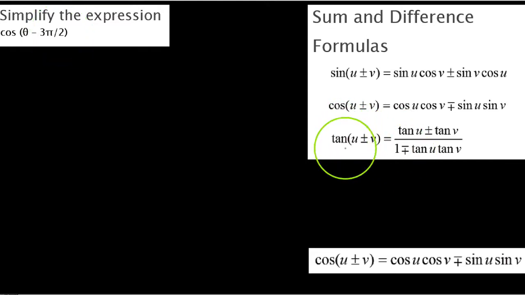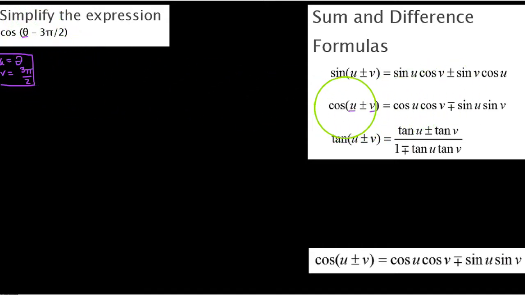And so using our cosine sum and difference formula, a little bit different from sine, you'll notice that we're going to need to know the two parts, u and v, first of all. So in this particular instance, our u is our angle theta, and our v is this 3 pi halves. Notice that I didn't write negative 3 pi halves. We'll just say that u and v are these things, and they are in a difference with one another, okay?